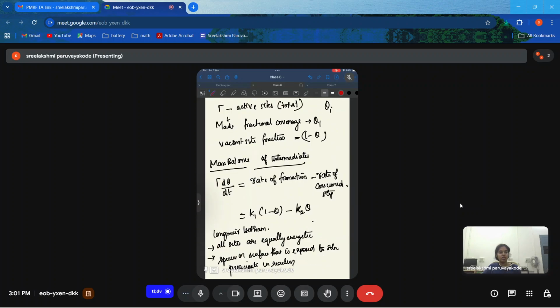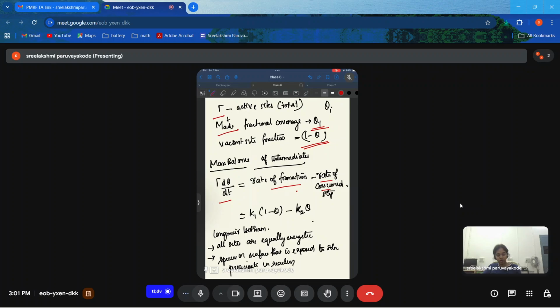We say that on the surface of the material, the total number of active sites is gamma, and the fraction of the surface which is covered by the adsorbed intermediate, we say it is theta. So the vacant or available site fraction is 1 minus theta. Now for the mass balance equation, we write gamma d theta by dt, which is the mass balance for the intermediates, based on the rate of formation or consumption of the adsorbed intermediate with time. Gamma d theta by dt equals rate of formation minus rate of consumption.